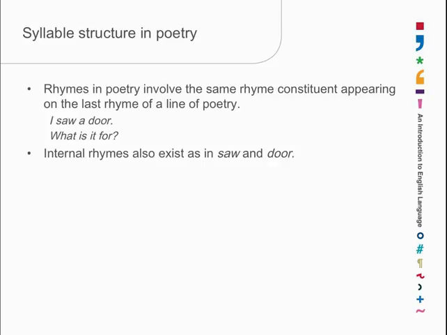You can also get internal rhyme with saw and door in the first line. If you cut off the S and cut off the D, you get or, and those two rhyme. That is, their nucleus and their coda are the same. Well, in poetry, traditionally in Western poetry, there have been rhyme schemes, and these are ways of organizing the rhymes at the ends of lines.